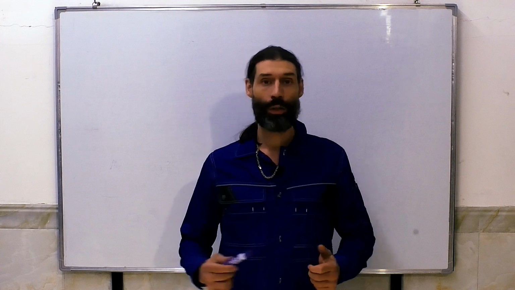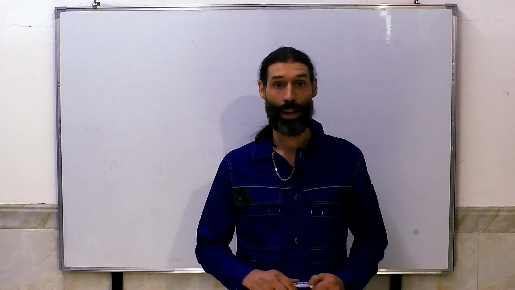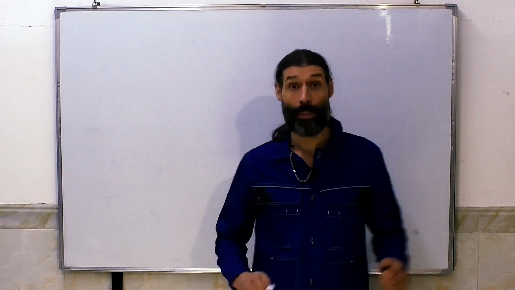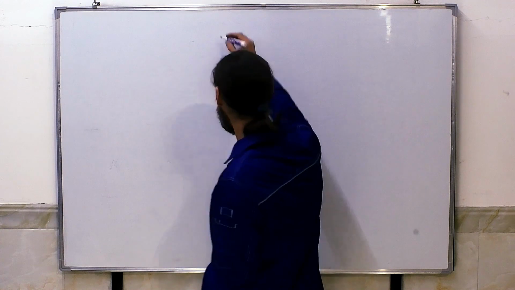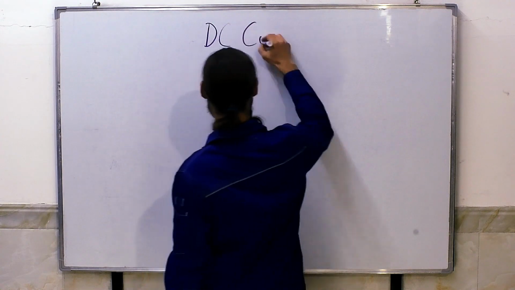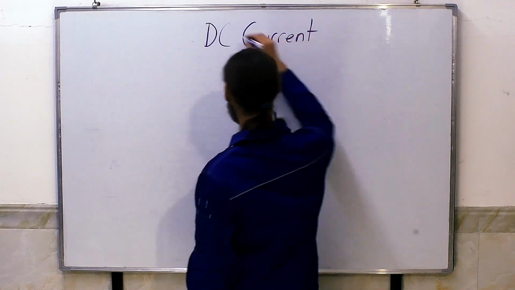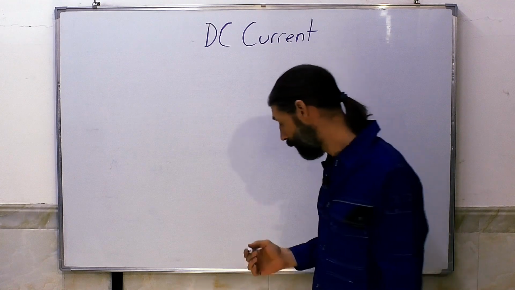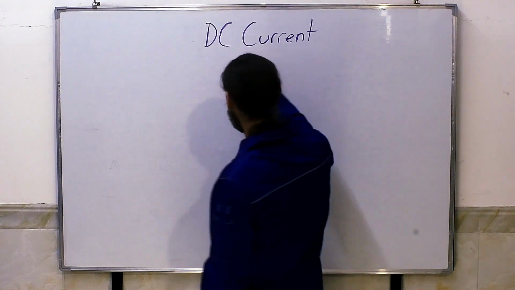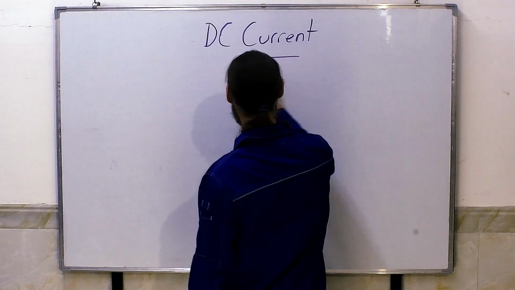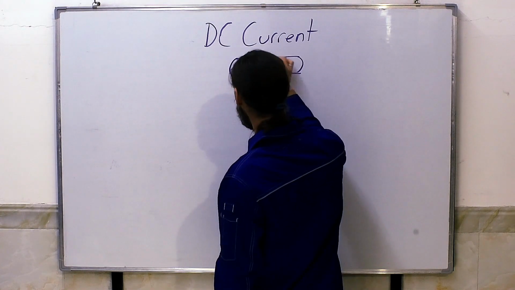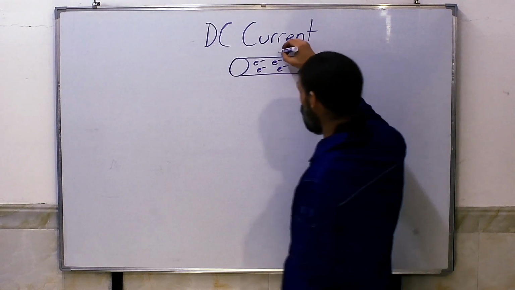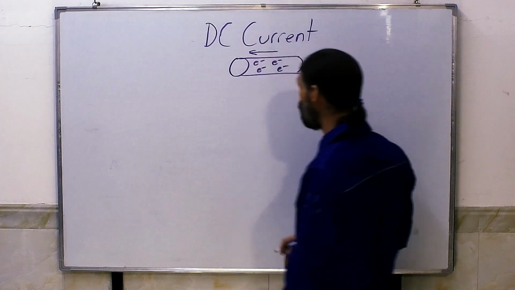So for digital electronics, we use DC, or direct current. I should say DC power, direct current. Now, direct current just means that the electric charge always moves in the same direction. So if we look at a wire, we've got our electrons with their charges, and we're looking at the flow of this charge.